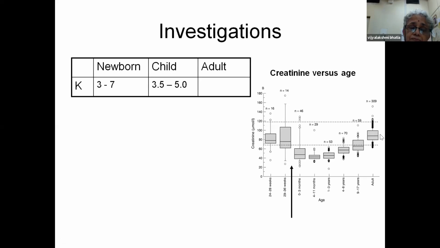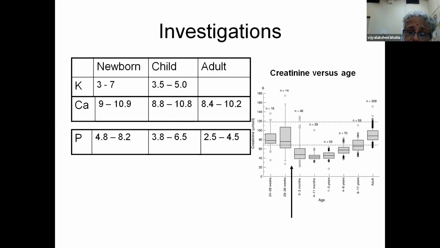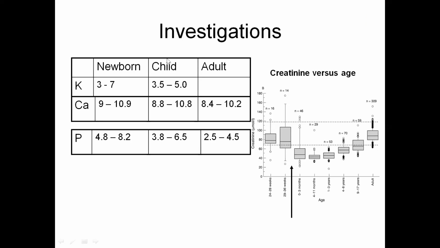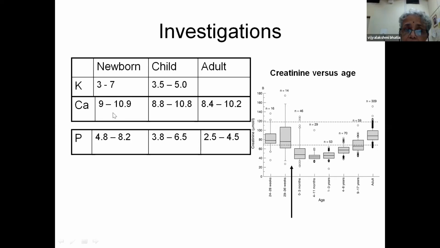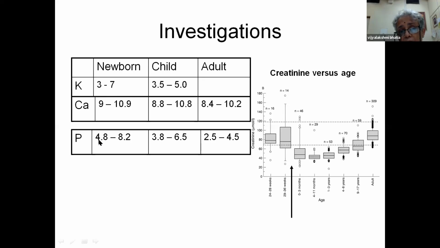Similarly, potassium, calcium, phosphorus, they are all much higher in a newborn as compared to the older child and adult. Phosphorus, very much so. You can see that the newborn lower end of phosphorus is 4.8. That is close to the upper end of normal phosphorus for an adult, which is 4.5.